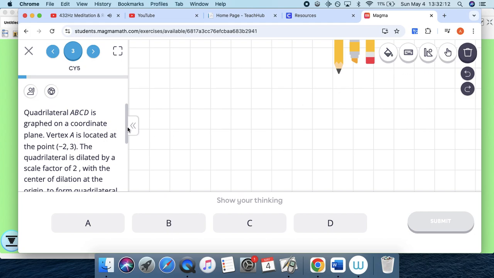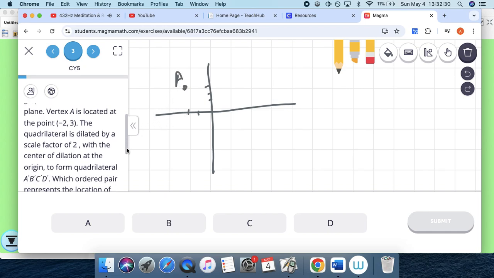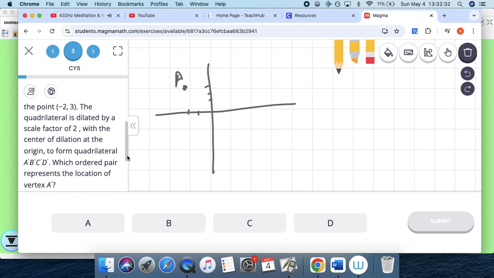A quadrilateral is graphed on the coordinate plane. The vertex A is located at... So we have a figure with four sides, and one of the corners of the quadrilateral is at (-2, 3). So we know this is vertex A, the corner. I don't know where the other sides are, but it's dilated.